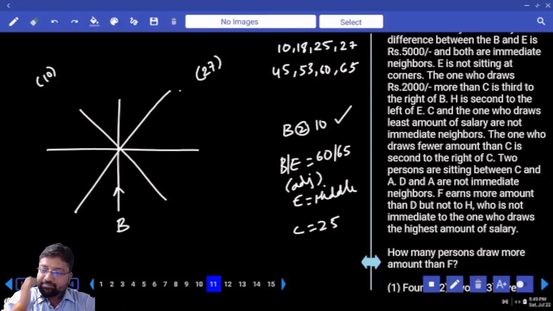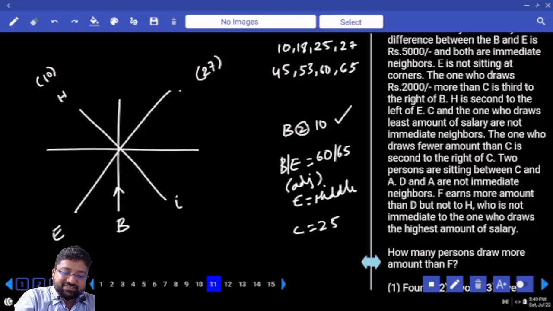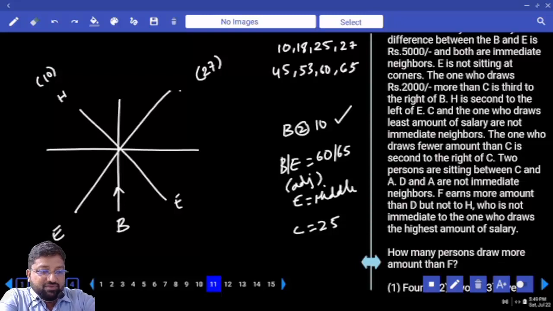What is the next line? H sits second to the left of E. If this is E, this is H. Yes or no? Why? Because E is an immediate neighbor of B. Are you sure where E is? Wait and see policy. Read the next line.